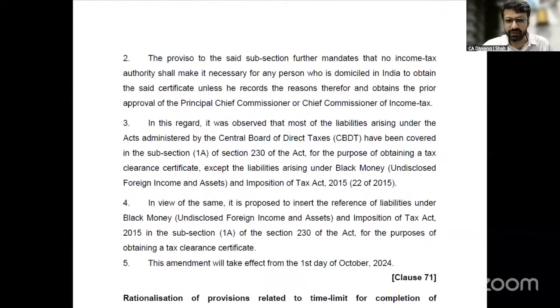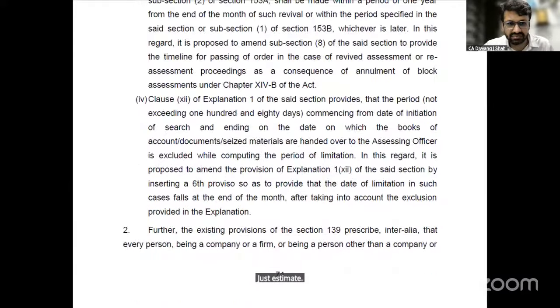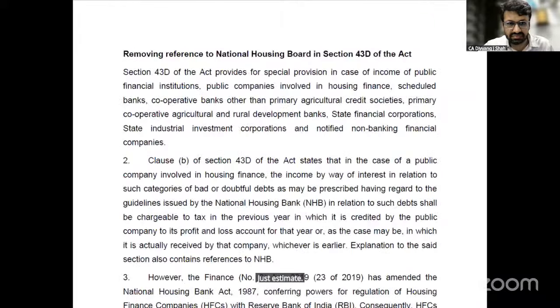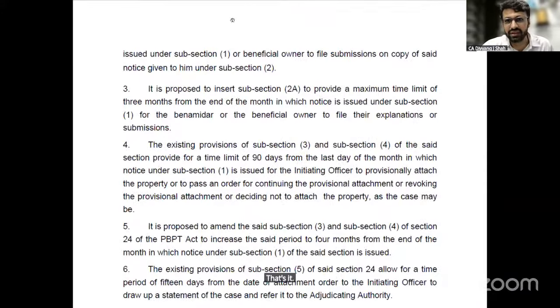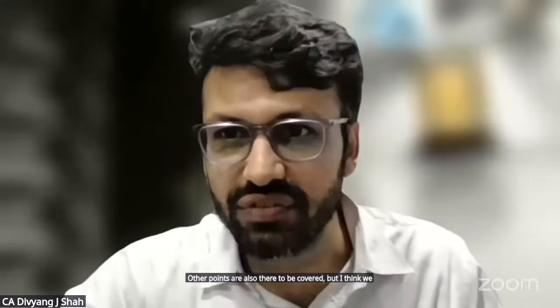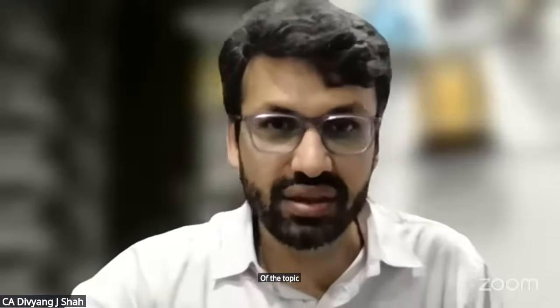That's all. Not many amendments. Just a minute. That's it. Other points are also there to be covered, but I think we should take the question answer first of the topic. Can we?